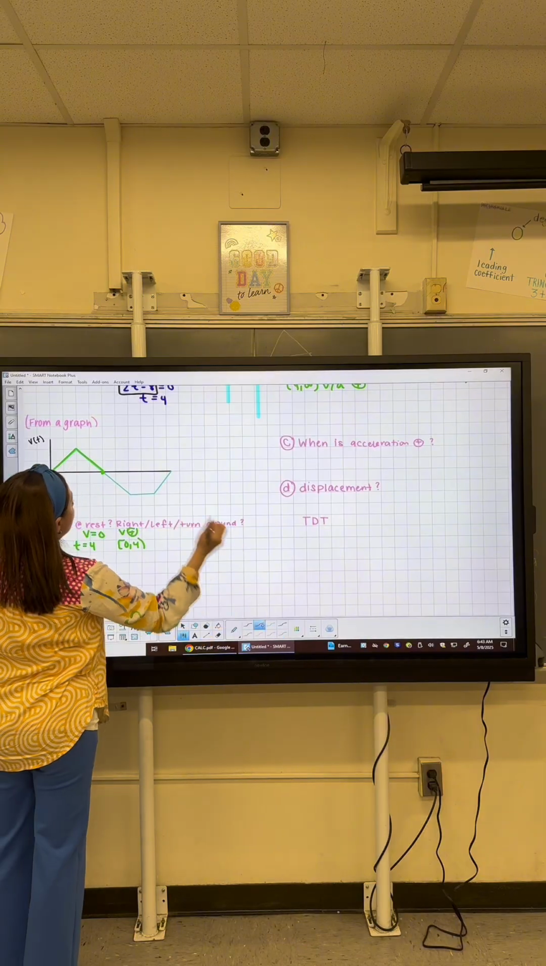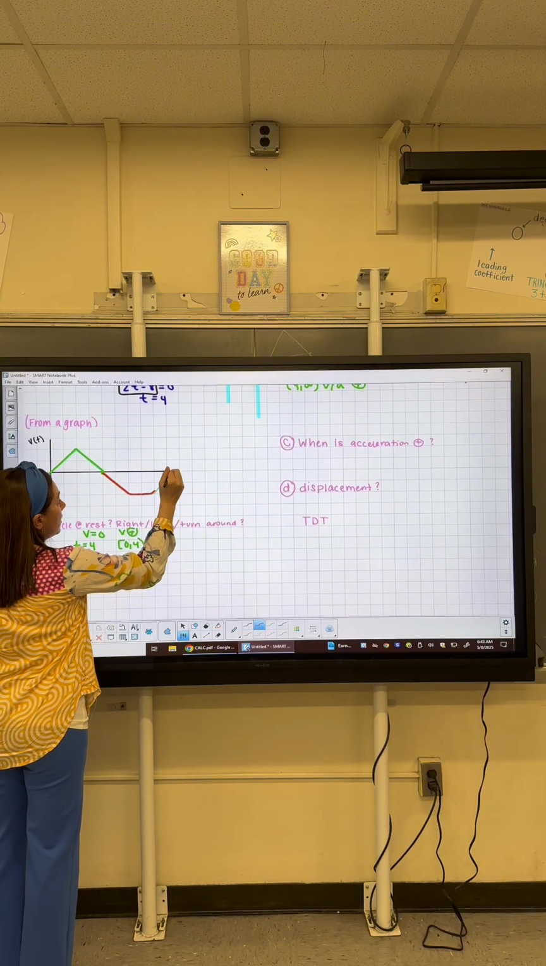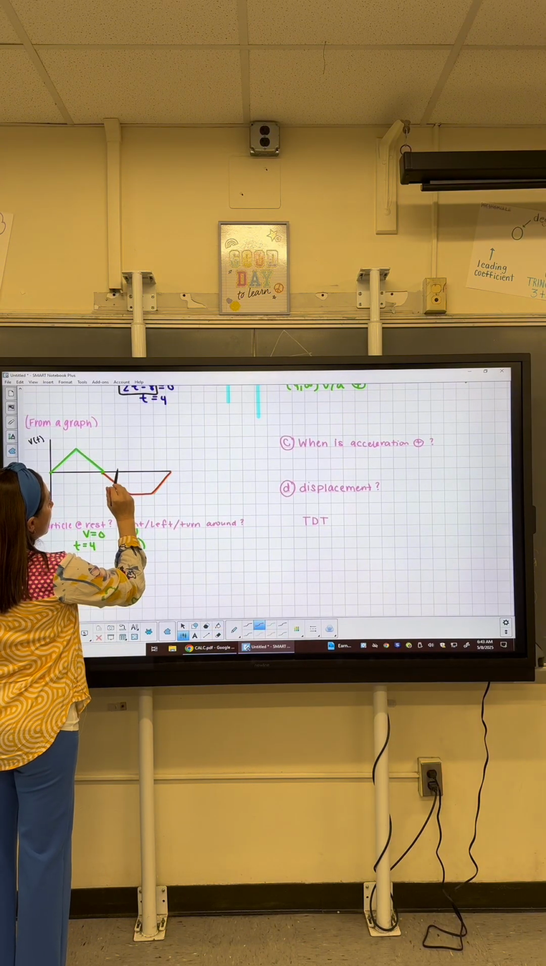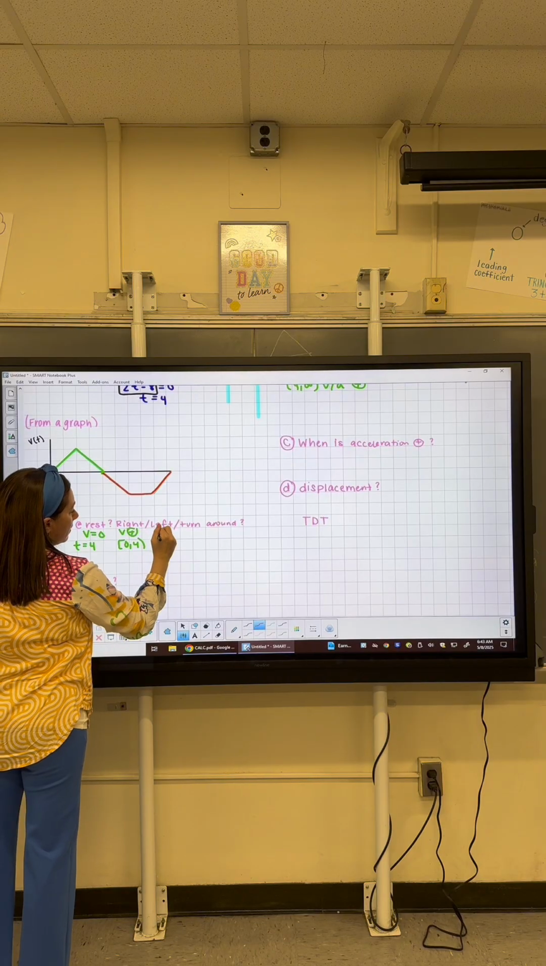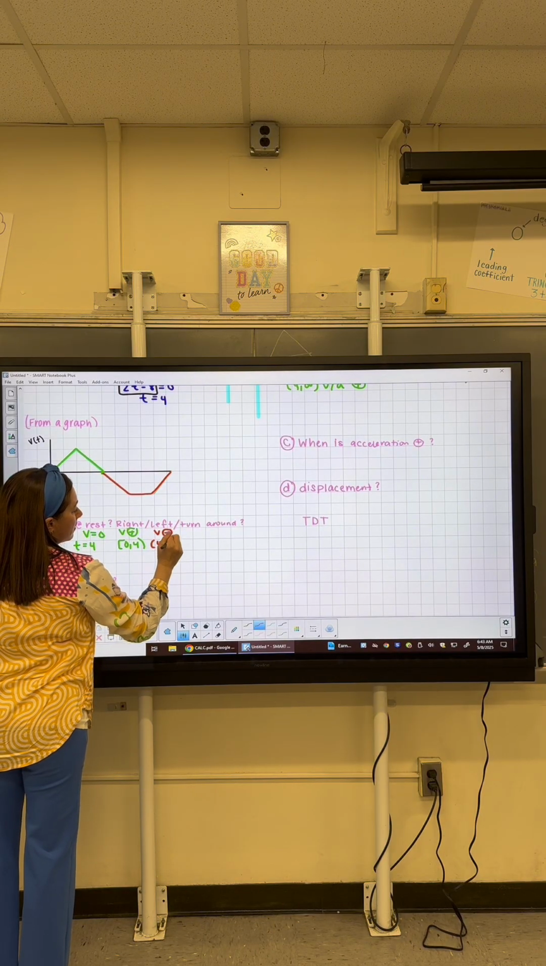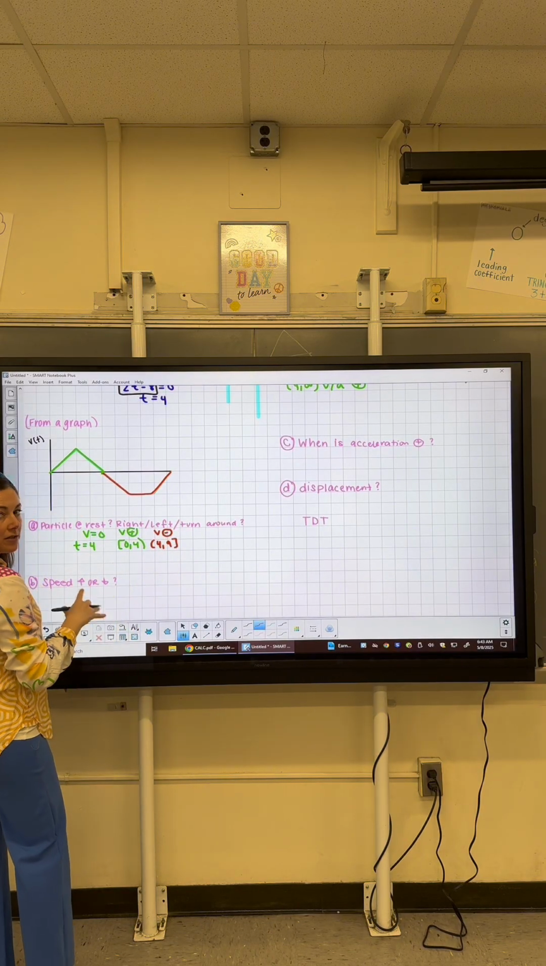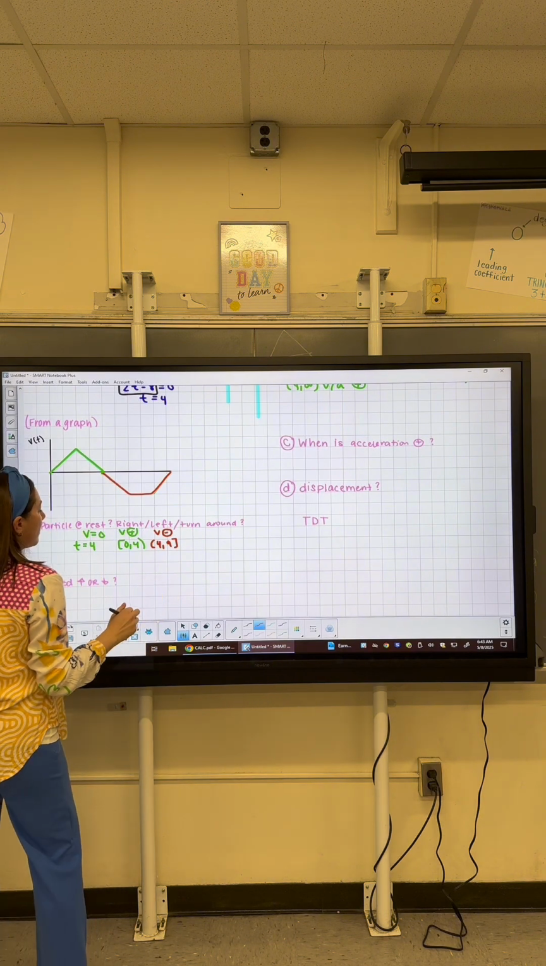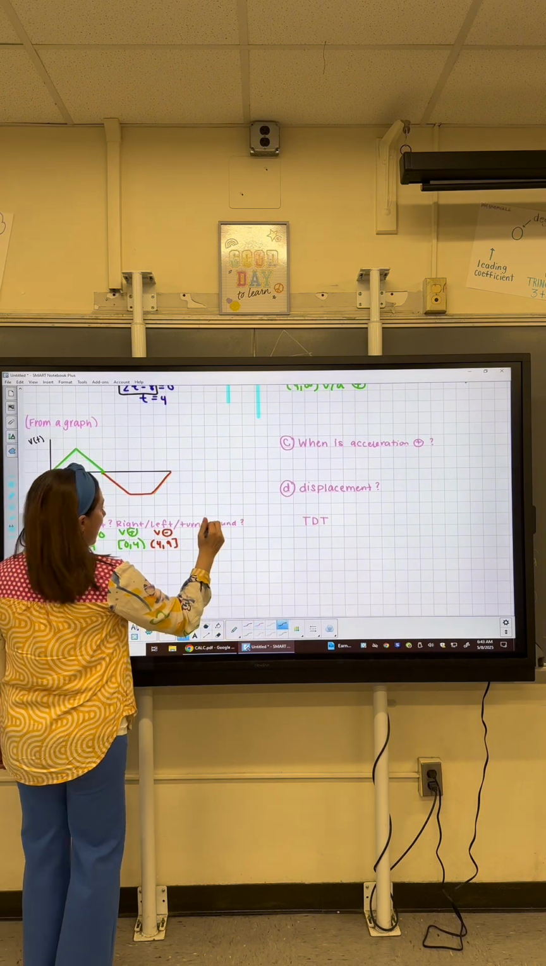We are moving left when velocity is negative. So here. So from 4 to 9. You don't have to worry about the brackets. You can always use parentheses. And we turn around when velocity changes sign. And that happens at time 4.